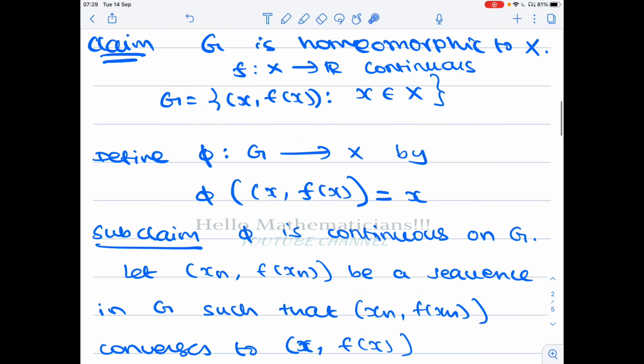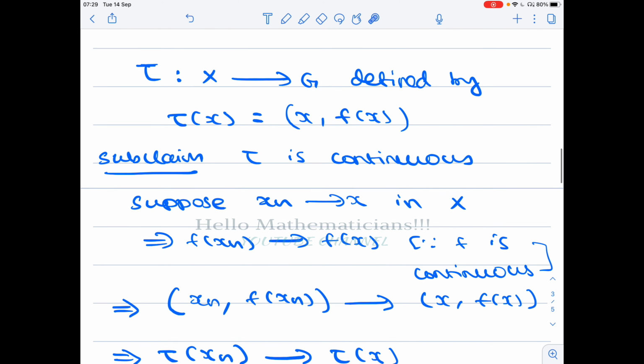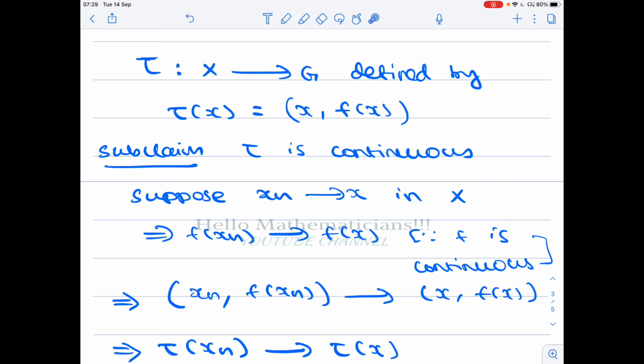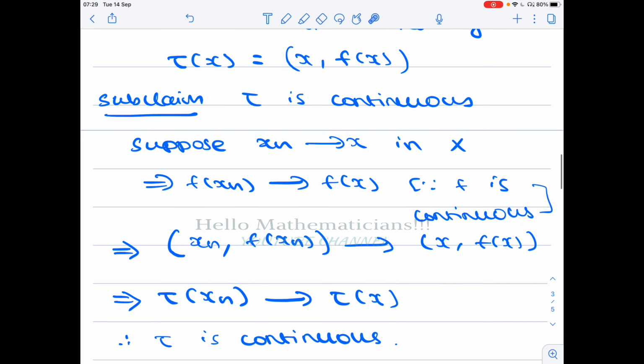Now phi is a function, and it is continuous. We claim that phi inverse is also continuous. For that reason, we define a new function tau from X to G defined by tau of x equal to (x, f(x)). Again, we claim that tau is continuous. How do we prove it? We take xn tending to x. We claim that tau of xn converges to tau of x. I think what I wrote was correct there.